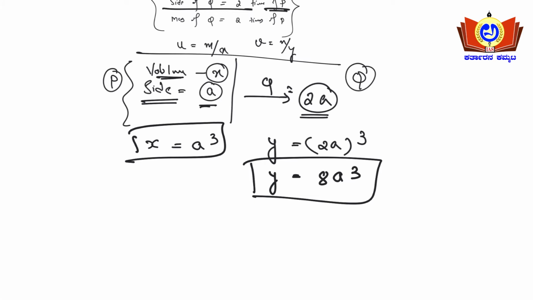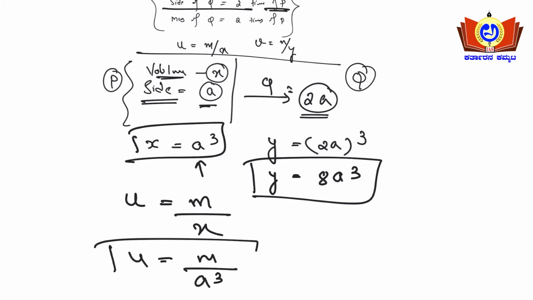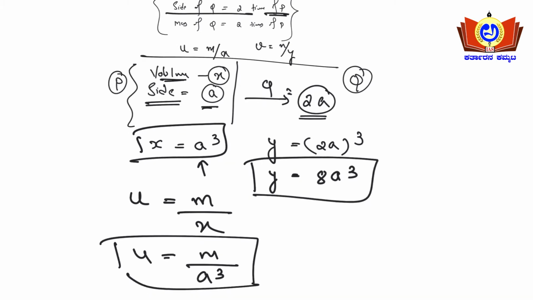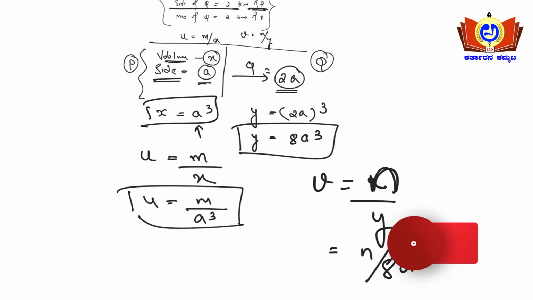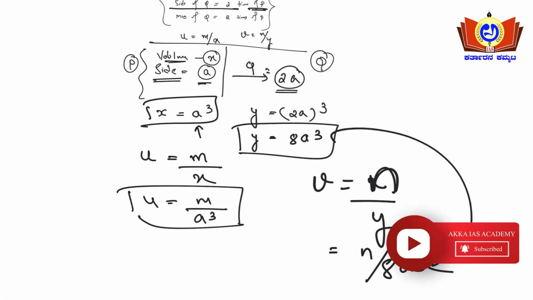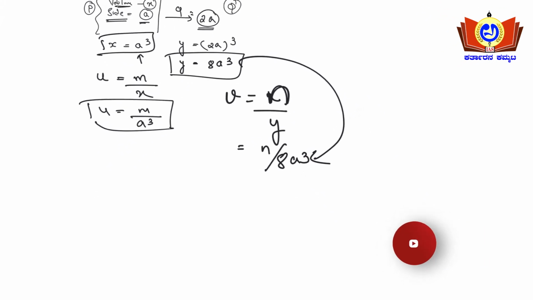In the question it is given that u is equal to M by X. Yes or no? We know X is a cube, so u is equal to M by a cube. We got one equation here. Then v is equal to N by Y, and Y is 8a cube. This shall be substituted here. So v is equal to N by 8a cube.